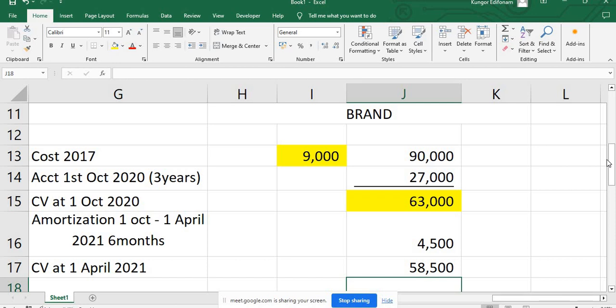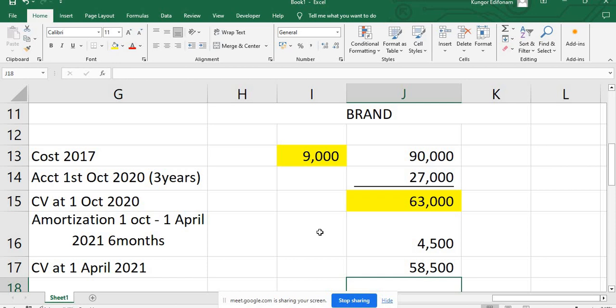3 years: 9,000, 9,000, 9,000, which is 27,000. We less it from the 90,000 and then we had 63,000. Is it clear? Yes. And then the 4,500, how we arrived at that. Very good.